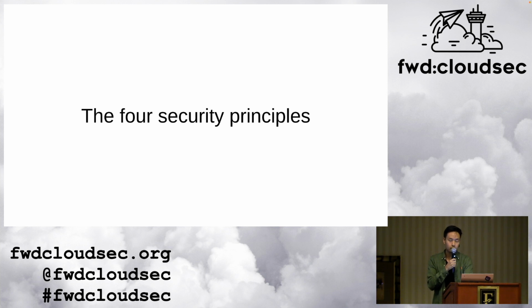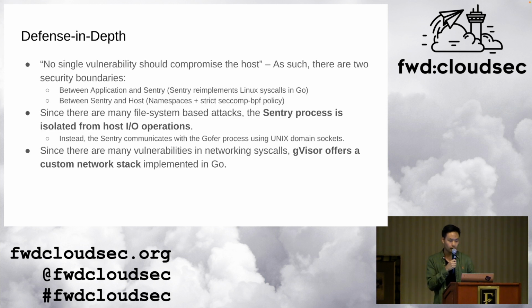How is gVisor secure? It follows four security principles, which I will present next. The first principle is the principle of defense in depth. Basically, no single vulnerability should compromise the host. In gVisor, you need at least two vulnerabilities to defeat two very strong security boundaries. The first is between the untrusted application and the Sentry, which is the emulated Linux kernel written in Go. And the second is between the Sentry and the host, which consists of namespaces and very strict seccomp BPF policies.